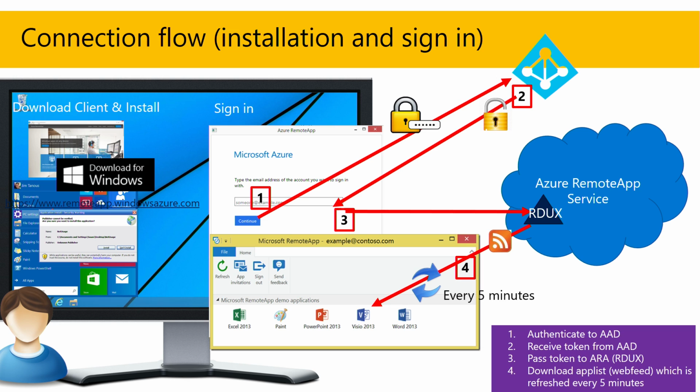ADAL, Azure Active Directory, will get back a token. That token will be passed to the Azure RemoteApp service. Then the Azure RemoteApp service will pass down a feed of the available applications. We typically call that just a web feed internally, but it's basically your list of applications. The Azure RemoteApp client every 5 minutes will poll to see if there are any new applications available to the client. That's how the client sign in and getting a list of applications flow works.